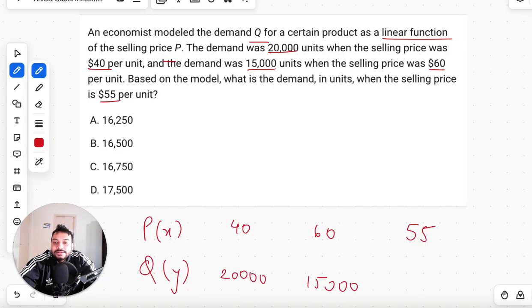Let's check the option 16250. Straight up option A. It's that simple. No need of working out anything. No chance of calculation mistake because you've not solved anything at all in this question. Everything is solved by DESMOS.